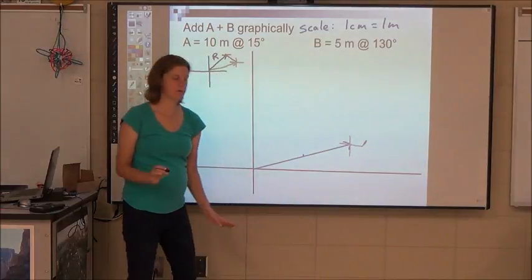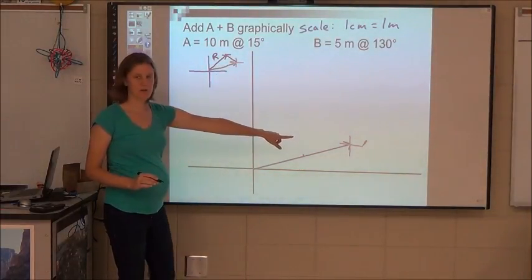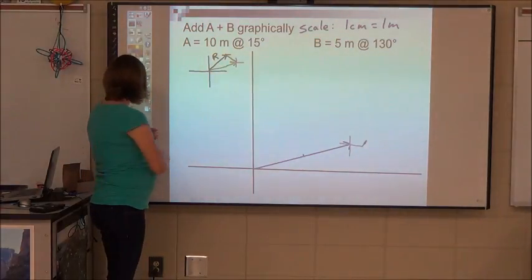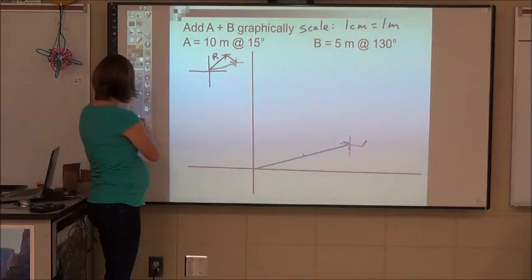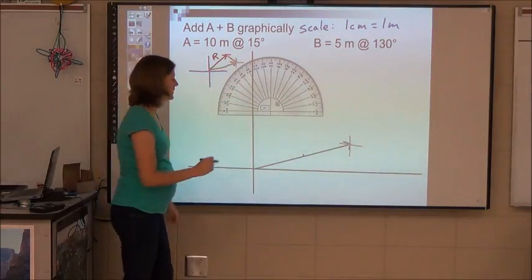Little mini coordinate system. All right, and now you can ignore everything else you've drawn and just draw your next vector right here. So I need my protractor back. And I want to go to 130 degrees.